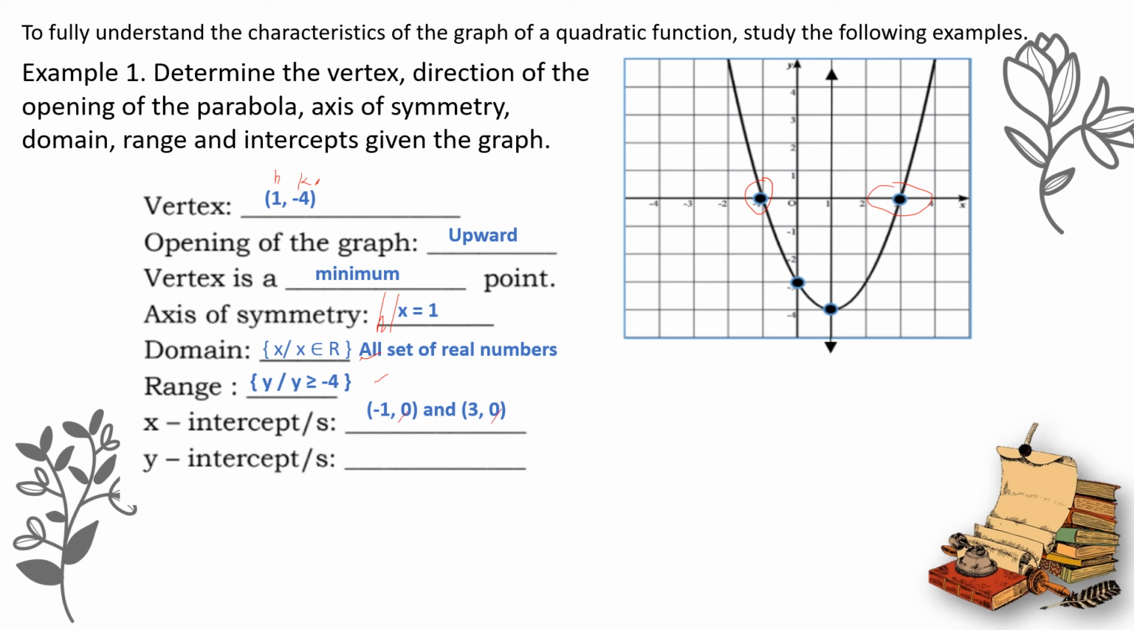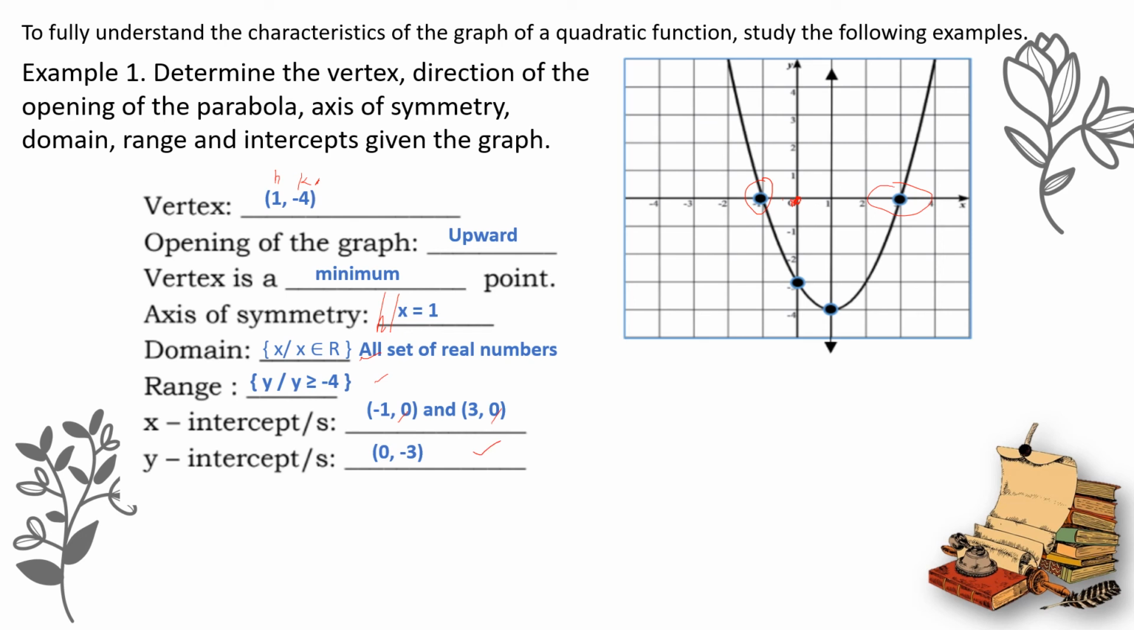Yan po ang tawag natin dyan, x-intercept. Saan naman po ang y-intercepts po natin? Kung saan po ang x po natin ay 0. So, from the origin, this one is the origin. And then, ang y po natin ay 1, 2, 3. Negative 3. So, ibig sabihin, kapag ang x mo ay 0, ang y mo ay negative 3. Yan po ang tinatawag nating y-intercepts.